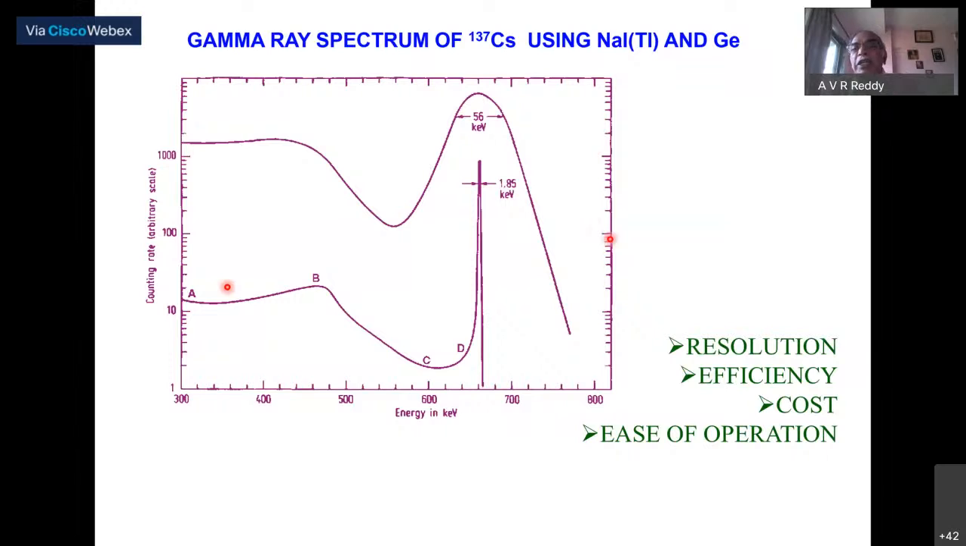I just want to say that the sodium iodide thallium detector is efficient, but resolution is not good, but not very bad. Whereas germanium is having extremely good resolution, but efficiency is lower. And at this stage, probably I will close.